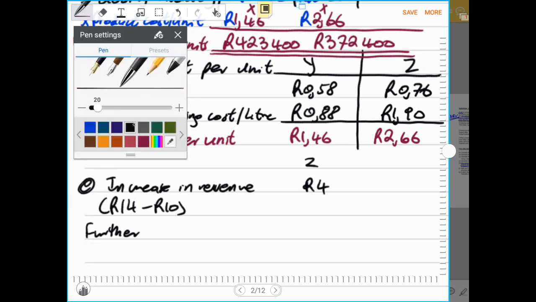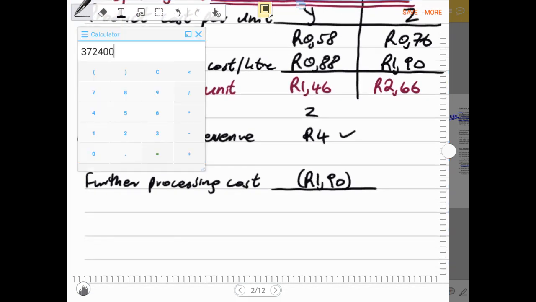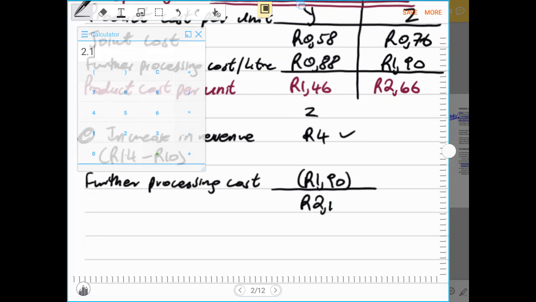Then we continue with that. Our further processing cost for product Z will be 1 rand 90 cents. That is the further processing cost. So now cost obviously will always reduce the revenue. Then we determine if the company is going to continue making a profit on the sale of this product or not. 1.94 minus 1.90 gives us 2 rand 10 cents.